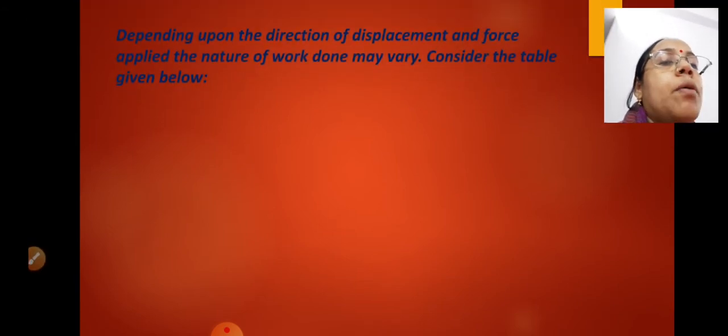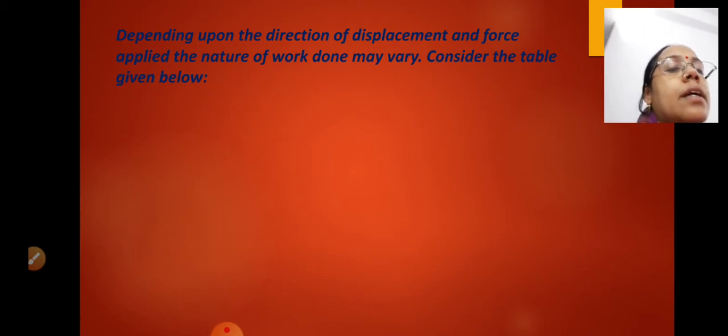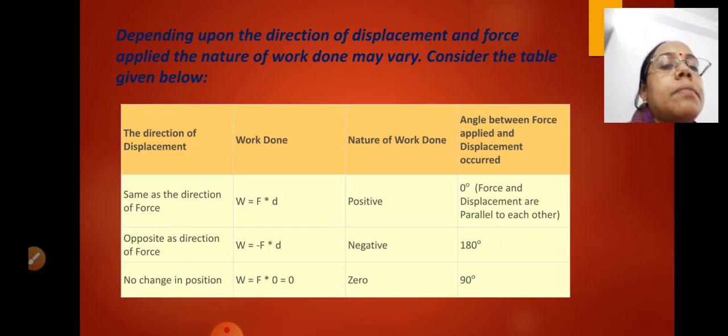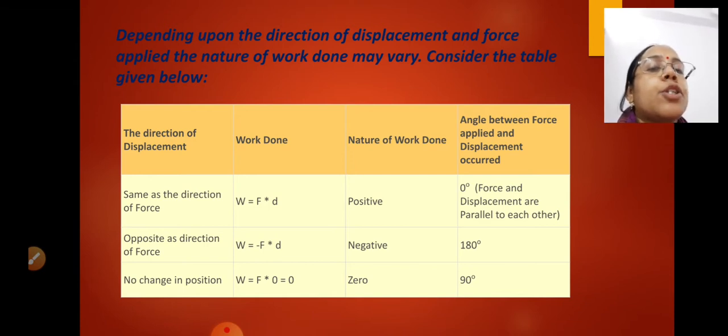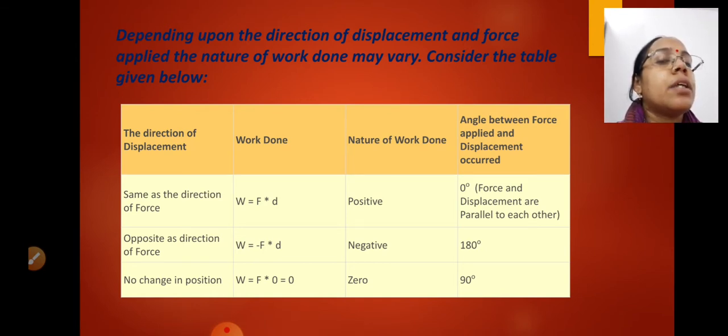Now depending upon the direction of displacement and force applied, the nature of work done may vary. Now consider the table. You can see the table here. The direction of displacement is the same as the direction of force. In whichever direction the force is applied, in the same direction the displacement is occurring, then work done is W is equal to FD. This is positive work done.